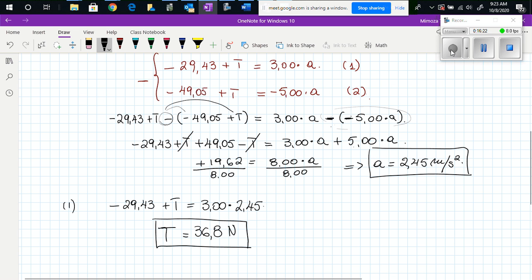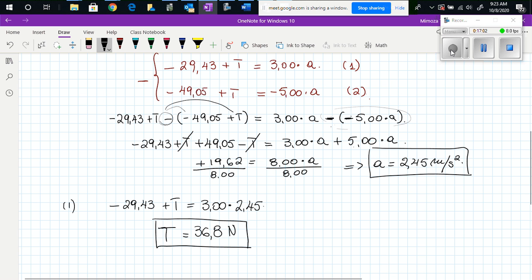So what we are finding is the magnitude of the acceleration and the magnitude of the tension, because in order to come to this point, we have dealt with the situational diagram, we have dealt with the free body diagram, and then we have built all of the equations from the free body diagram and reached the conclusion that the acceleration of the object is 2.45 and the tension of the string is 36.8.